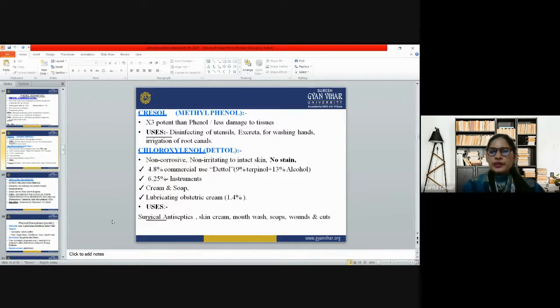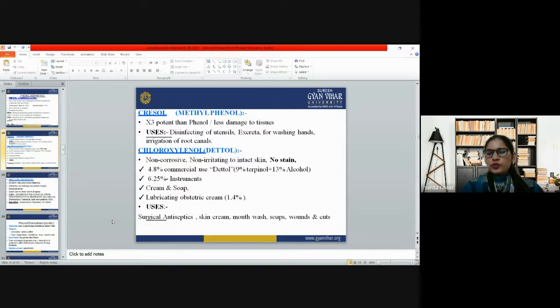Now, the next we have Dettol. Dettol is a very common and well-known household antiseptic. It is non-corrosive, non-irritating to intact skin, and does not leave any stain on the person. A 0.8% commercial preparation is available. Dettol contains 9% terpineol plus 13% alcohol in the container.